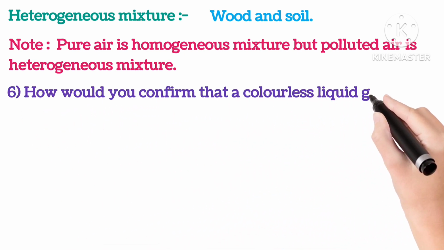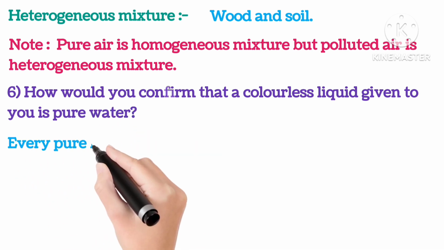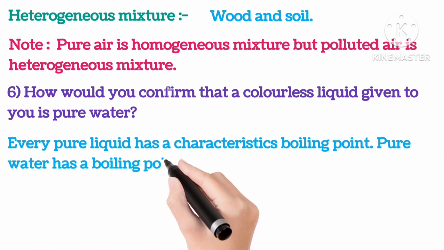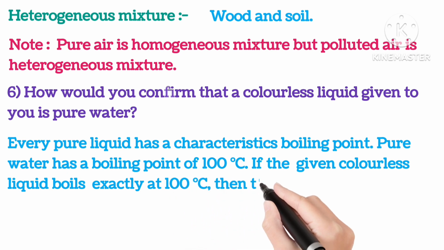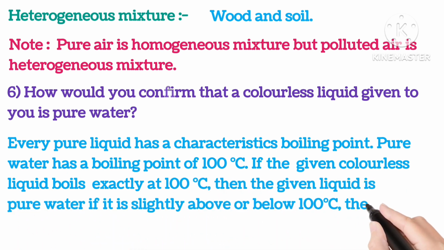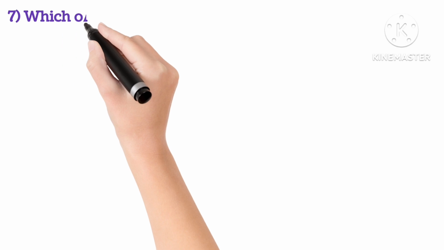How would you confirm that a colorless liquid given to you is pure water? Every pure liquid has a characteristic boiling point. Pure water has a boiling point of 100 degrees centigrade. If a given colorless liquid boils exactly at 100 degrees, then the given liquid is pure water. If it is slightly above or below 100 degrees, then the given liquid is not pure water.